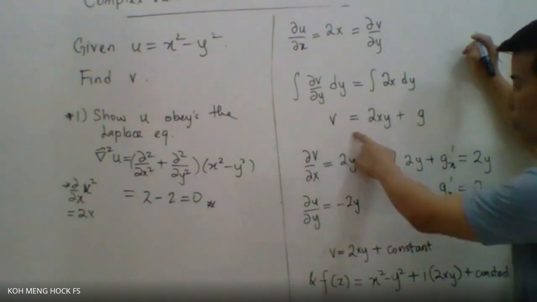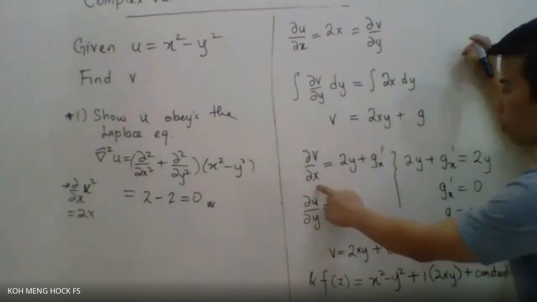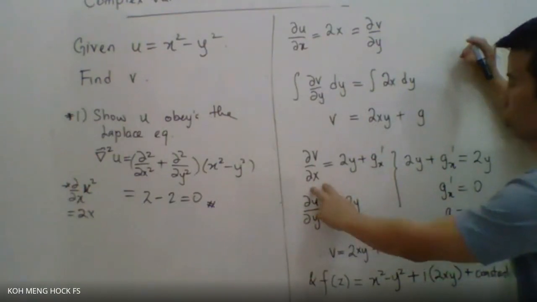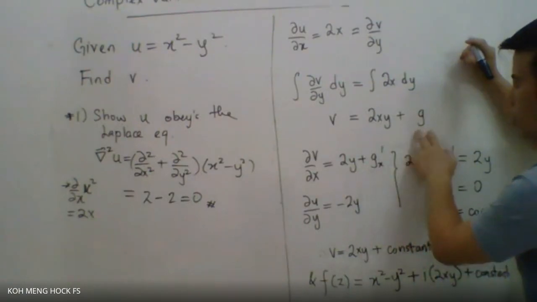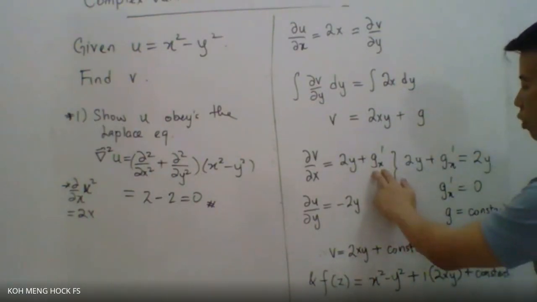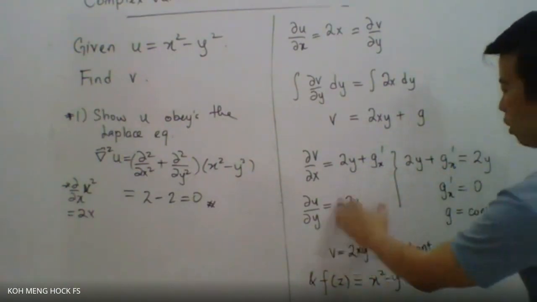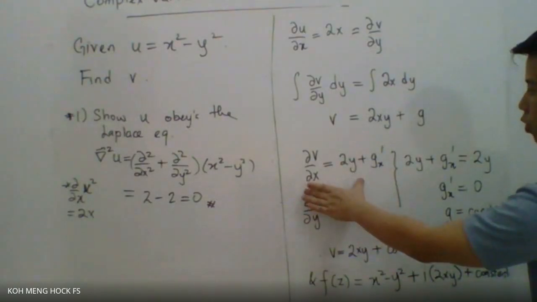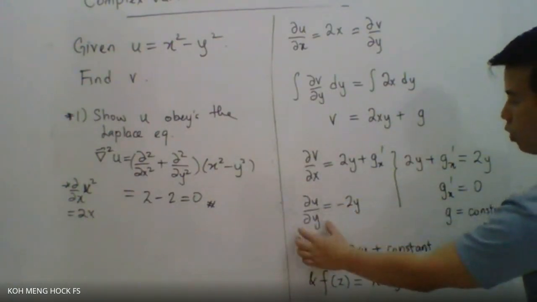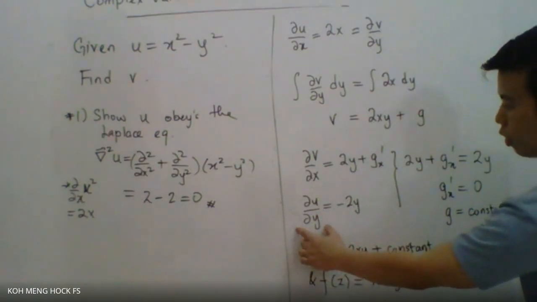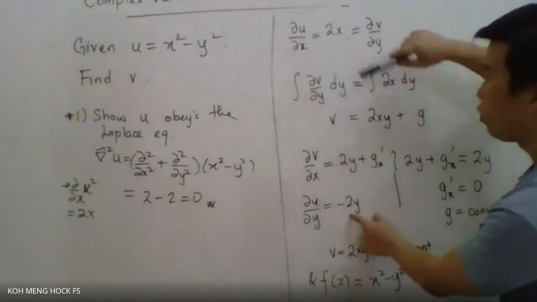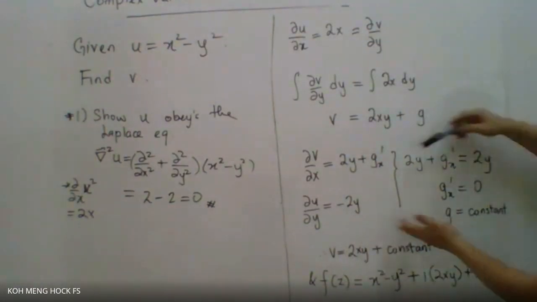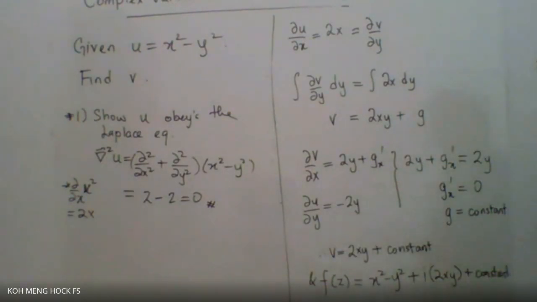So now you take the partial derivative of v with respect to x, using the other Cauchy-Riemann condition. You have 2y, and g is not vanishing, so you have the derivative of g with respect to x, which I denote as g prime. Now remember the Cauchy-Riemann condition: this is going to equal the negative of the partial derivative of u with respect to y. So this gives you negative 2y. Now you are going to equate them together, but remember you have to take a minus sign.